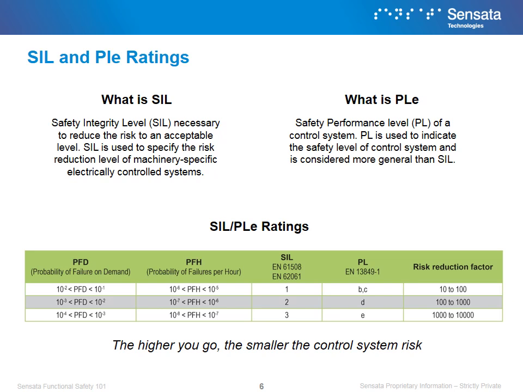PL is the safety performance level of a control system. Like SIL, it indicates how much a system reduces risk, but it is more general. While SIL refers to machinery-specific electrically controlled systems, PL refers to any control system. Also, like SIL, PL is a system-wide rating.